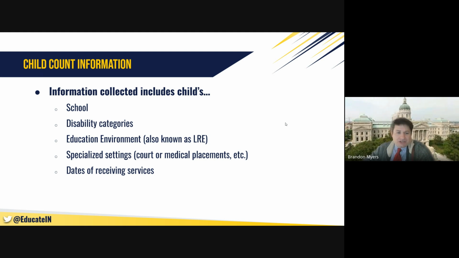Okay, so what kind of information are we getting? We're not just counting each child and adding it all up and getting this number approaching 200,000. There's a lot more data in this. They're used for various purposes that we will cover. We have the child's school, the disability categories, primary and secondary. That's important for fiscal purposes, as we'll talk about. Their education environment, we also sometimes call that LRE. So what is their school day looking like? Are they in educational experiences with non-disabled peers, or are they isolated?